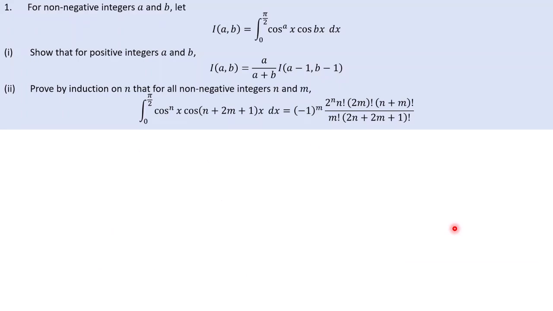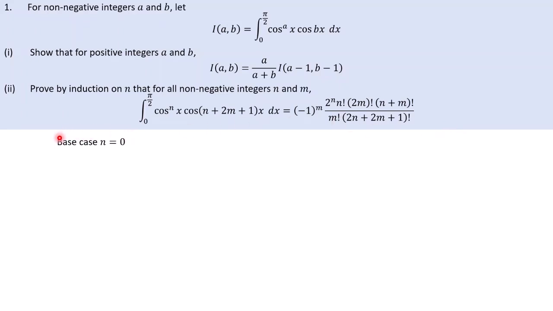Okay, let's take a look at part 2. So we're supposed to prove by induction on n that for all non-negative integers n and m, we have the following. Integral of cosine nx cosine (n plus 2m plus 1)x is equal to this weird looking stuff with a lot of factorials. So this is actually a test of how you apply induction, and again, it's not those straightforward high school induction, but the same principles apply.